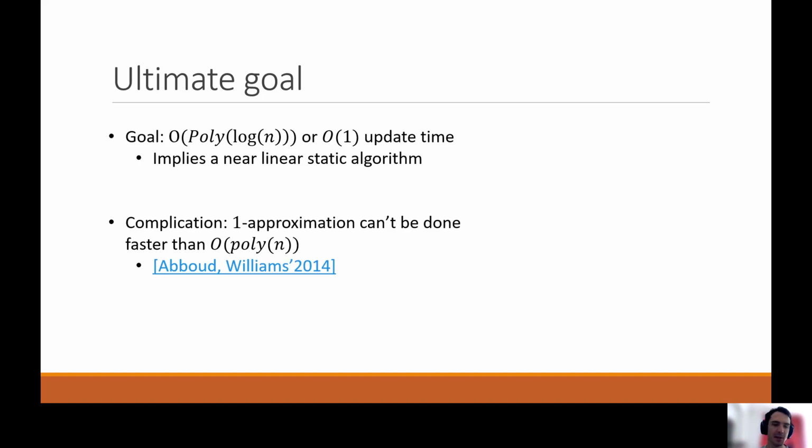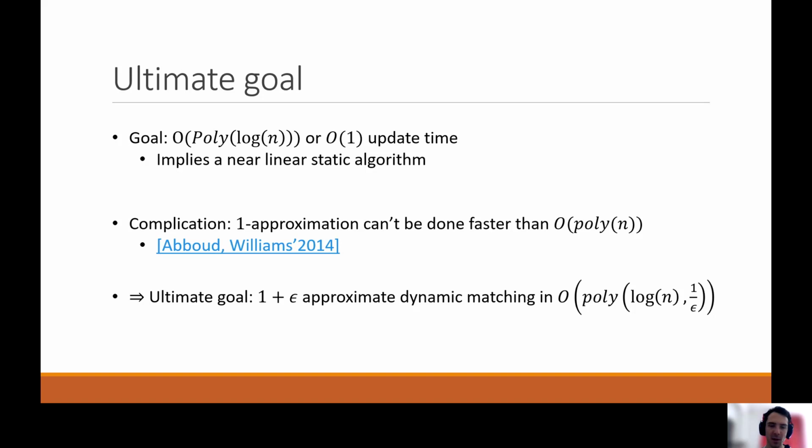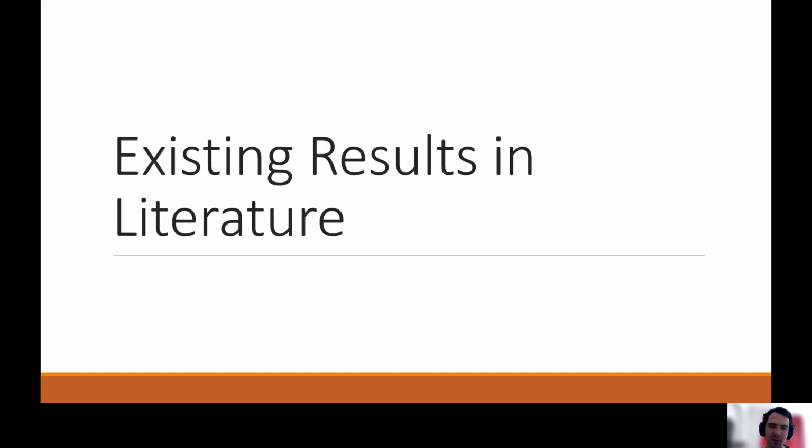Obviously, the greatest thing we could hope for is to have a 1 approximate matching, that is an exact maximum matching. But based on accepted hardness conjectures, this cannot be done in sub-polynomial time. Therefore, the ultimate goal becomes to have a 1 plus epsilon approximate dynamic matching algorithm in order polylog n or poly 1 over epsilon time. But it seems that we are far away from this goal. So now we're going to take a brief look at the existing results in the literature.